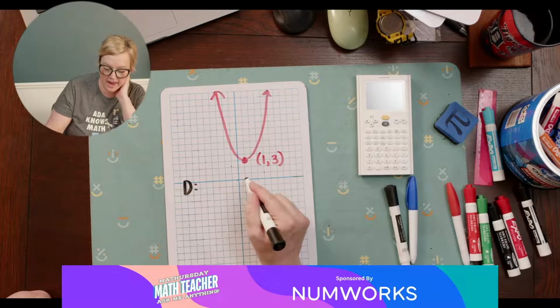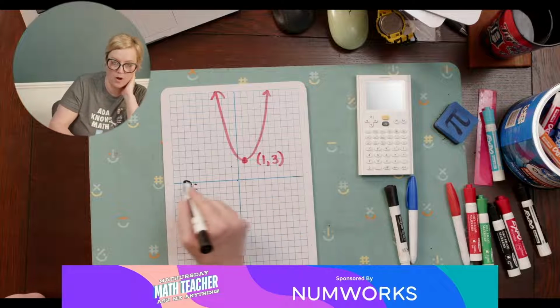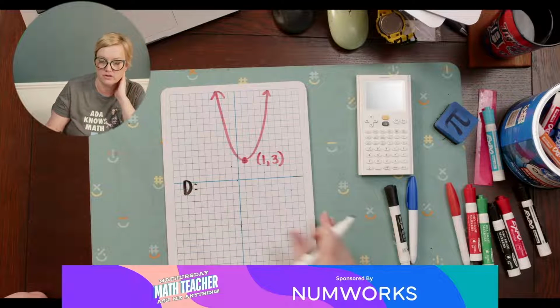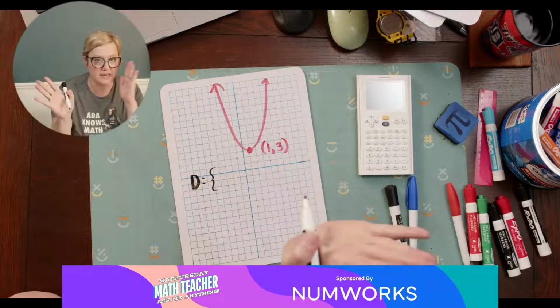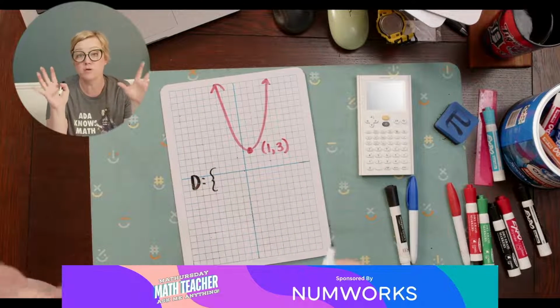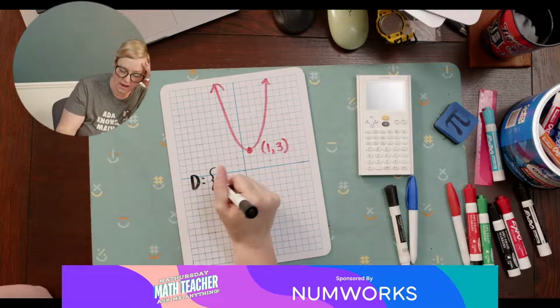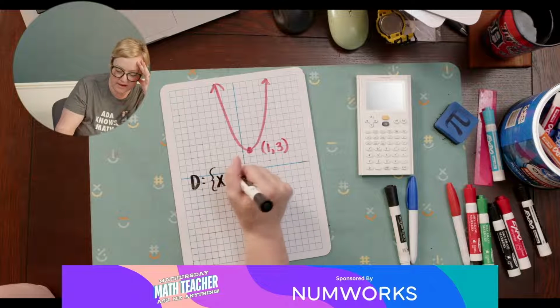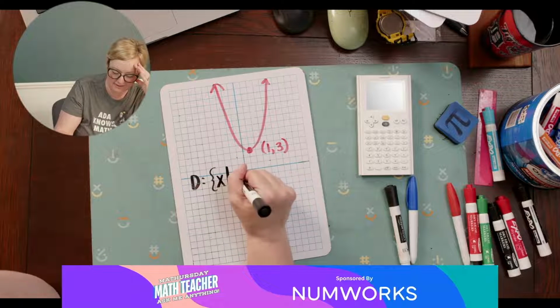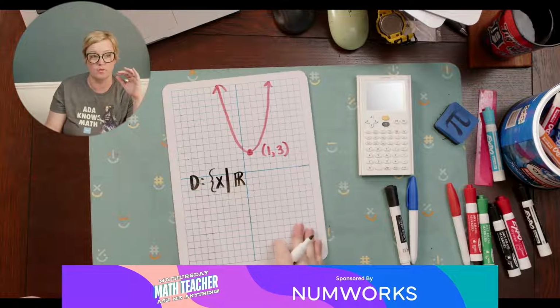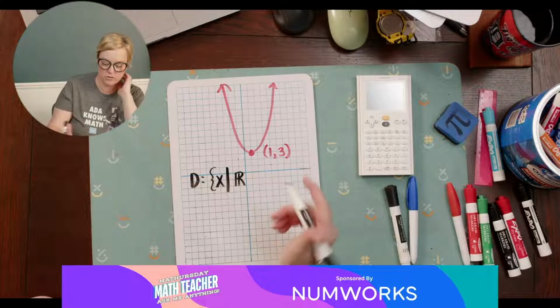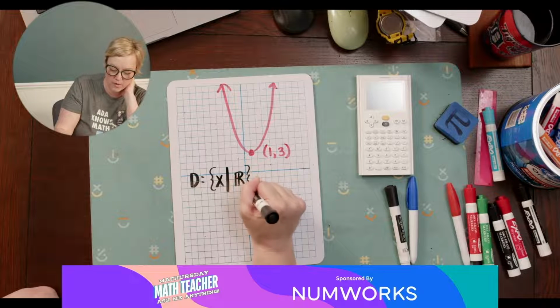So it's going to pass through all of my x values, right? My domain usually, there are lots of different ways to write domain, but you could say x such that x is all real numbers. That's what that means, that x is going to be all real numbers. So that's one way of writing it.